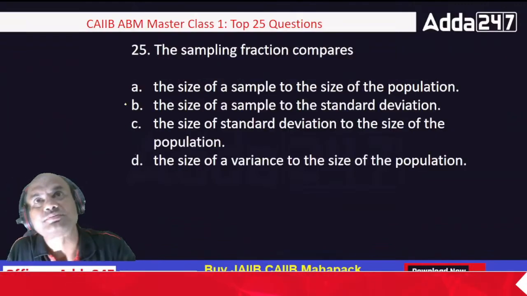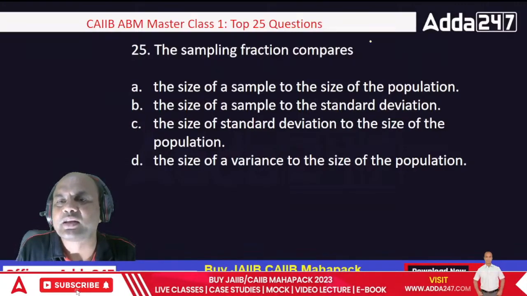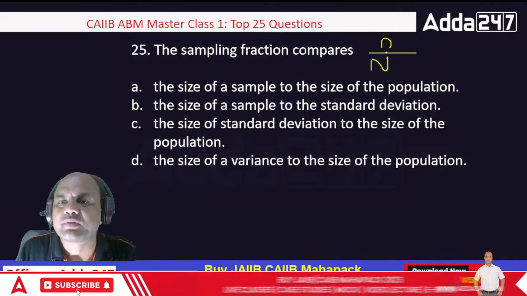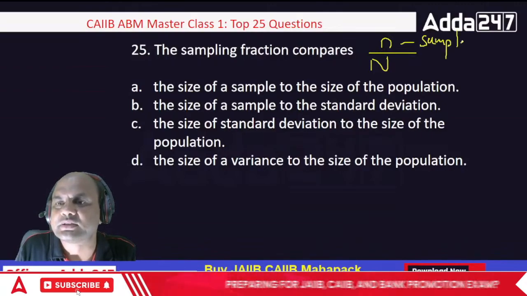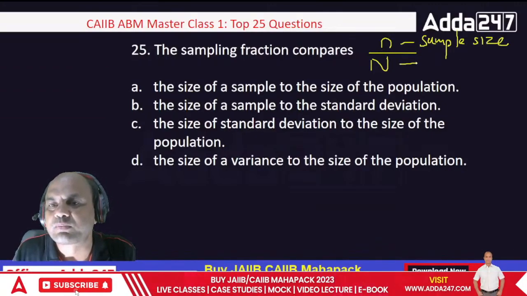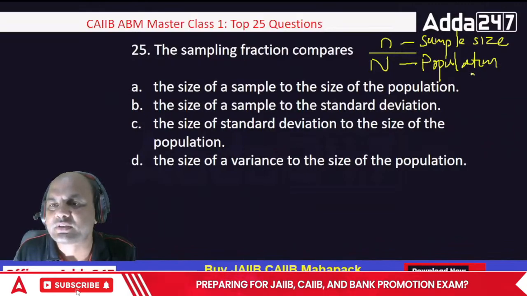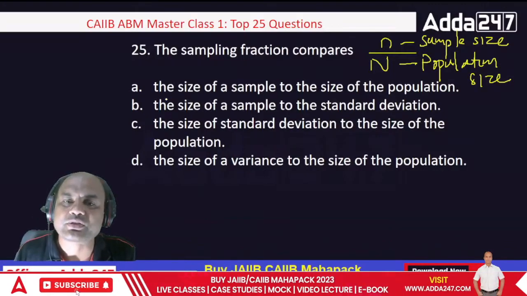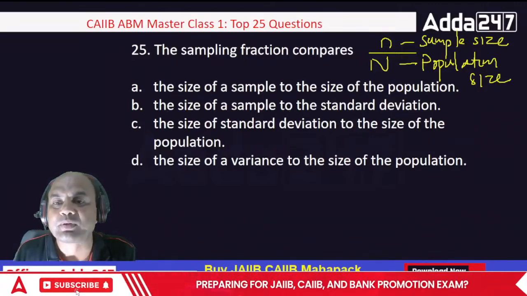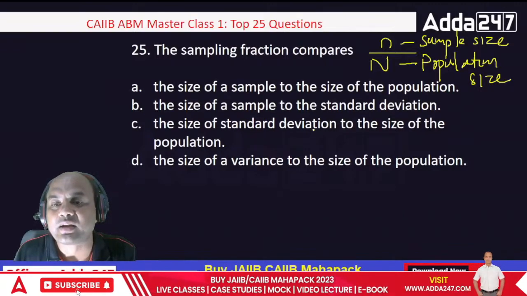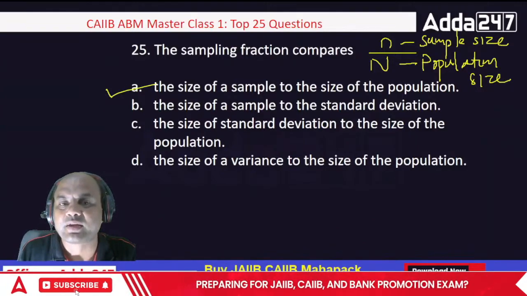Okay. And the last one, the sampling fraction compares. What is the sampling fraction? I'll give you simple: n upon capital N. What is n upon N? Small n is the sample size, and this capital N is the population size. Just now we used this in the finite population multiplier. So sample size upon population size. So what does it compare? Look at this: the size of the sample to the size of the population, the size of the sample to the standard deviation, the size of the standard deviation to the size of the population, and the size of the variance to the size of the population. So it is A.